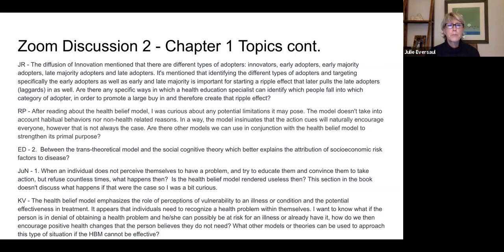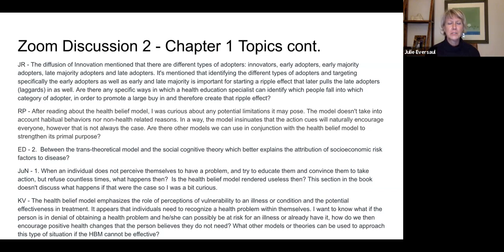So if the person is in denial and possibly already has the illness, how do we then encourage positive health changes that the person believes they do not need? Because it's a stand that we make, right, you guys? What did you come up with on this? What other models or theories can be used to approach this type of situation if the health belief model cannot be effective? Ooh, last question. That's a good one. Did you guys come up with something for that? An alternative to the health belief model?